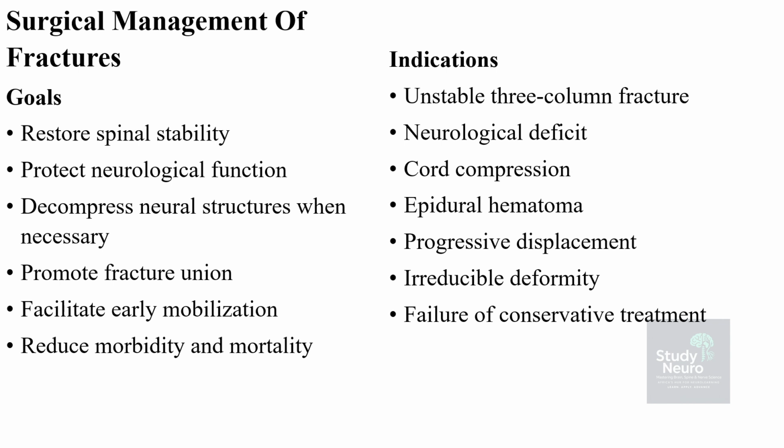Surgical treatment is mainly indicated for unstable three-column fractures or when neurological function is threatened. It is also considered when there is significant cord compression, an epidural hematoma, progressive displacement, or a deformity that cannot be corrected without surgery. Failure of conservative treatment is another important indication. Early stabilization matters. It helps prevent further displacement and neurological deterioration.